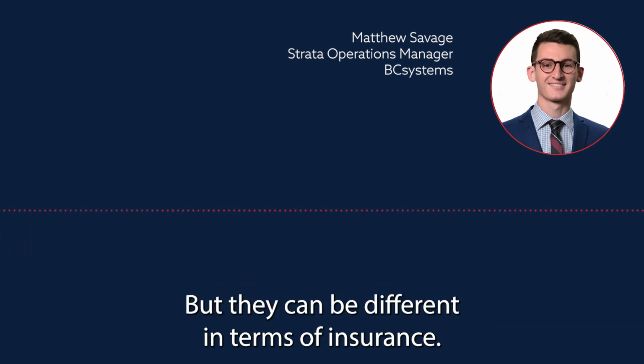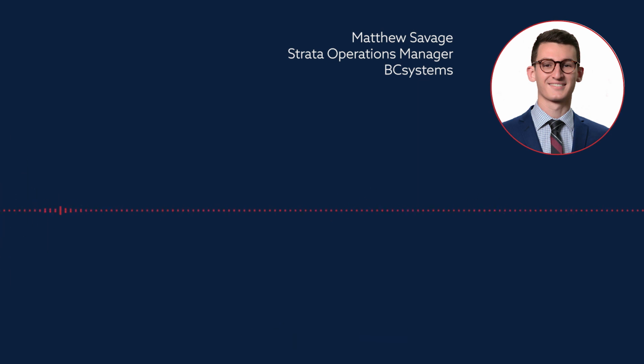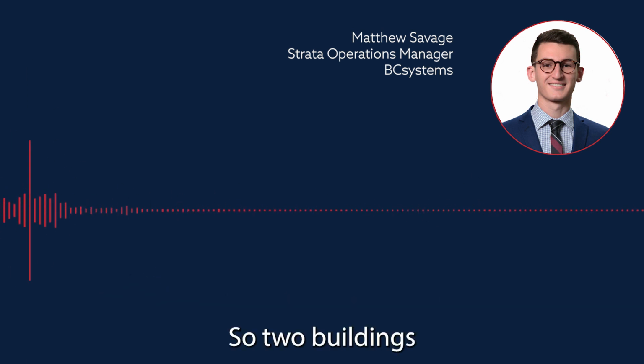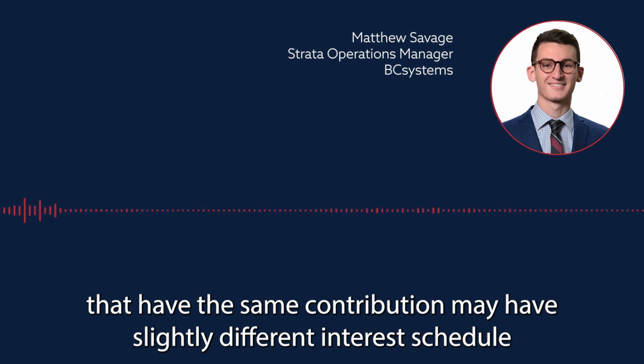And that's why some buildings have a different set of numbers for the interest schedule lot entitlement. So two buildings that have the same contribution may have slightly different interest schedule lot entitlements.